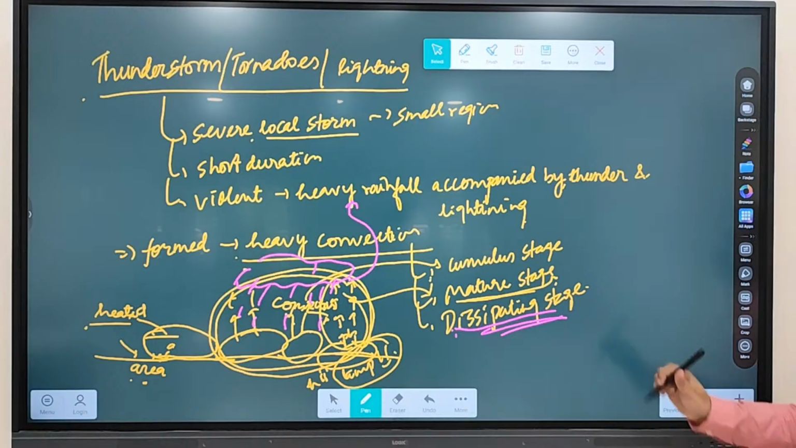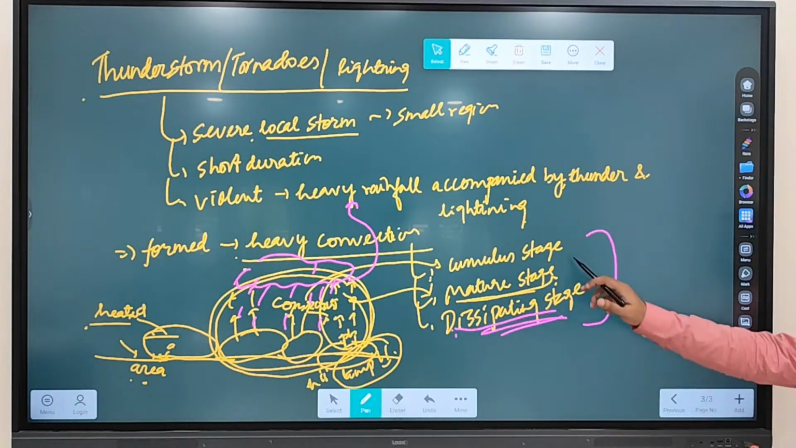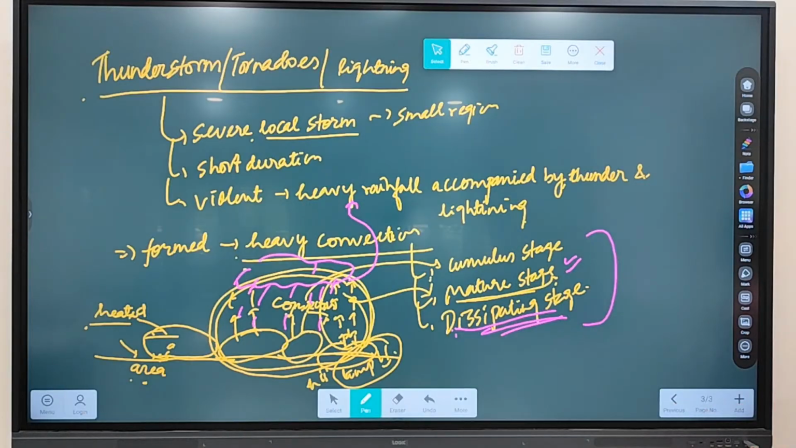Clear? So these are the three stages that you find with regard to thunderstorms. Clear? Any doubt? You have the mature stage with more rainfall, and then the dissipating stage means lesser rainfall, as rainfall starts to decrease. When rainfall starts to decrease, we'll say it is a dissipating stage. Fine. Any doubt regarding this one?